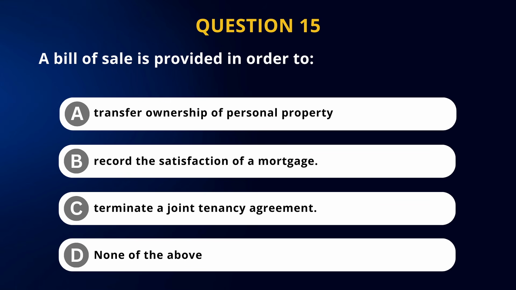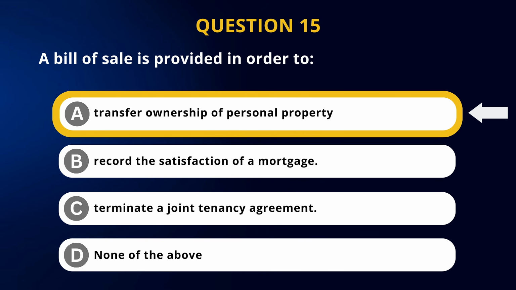Question number 15. A bill of sale is provided in order to, letter A, transfer ownership of personal property. Letter B, record the satisfaction of mortgage. Letter C, terminate a joint tenancy agreement. Letter D, none of the above. And the answer is letter A, transfer ownership of personal property.